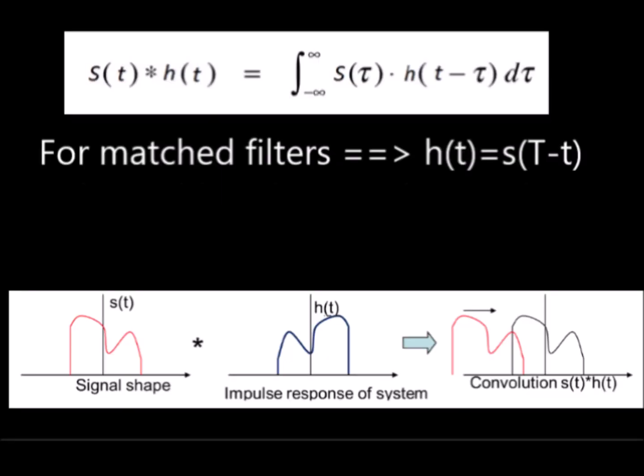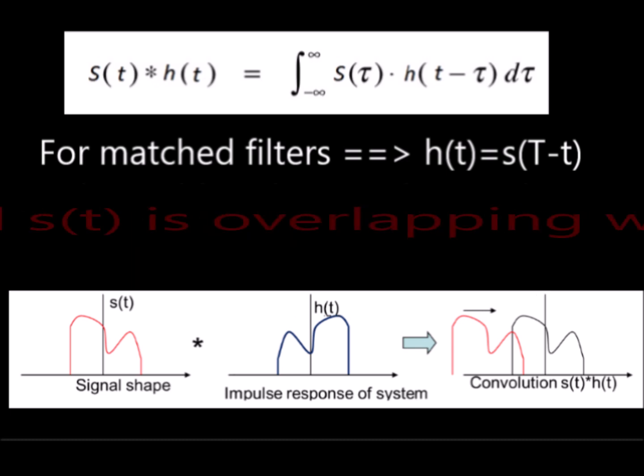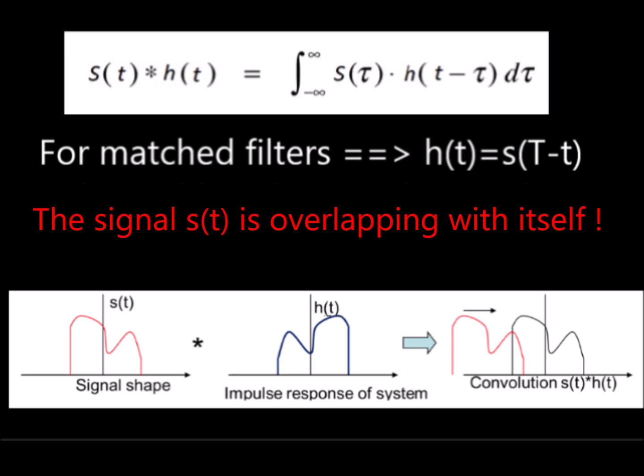As discussed before, the impulse response h of t of the matched filter is already the mirror of S of t. So, by convolving S of t with h of t, h of t is being flipped again and overlaps with S of t. Hence, it's like the signal S of t is overlapping with itself, as shown in the picture below.